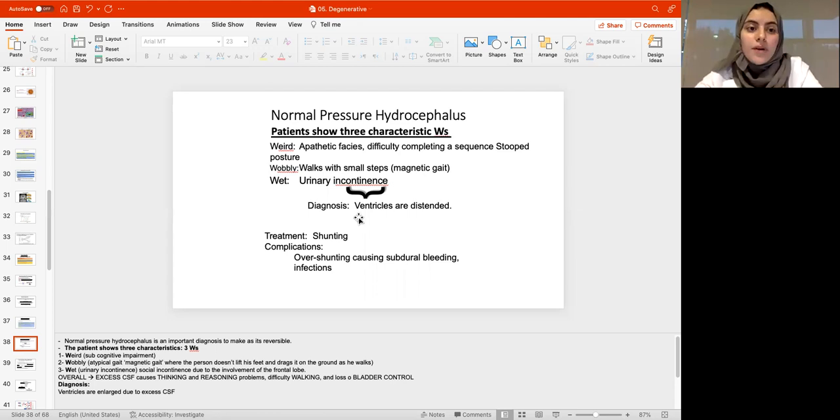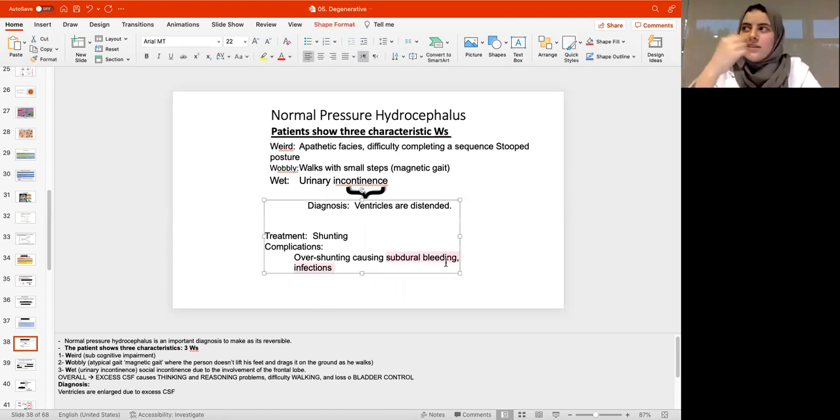And then when you do an MRI, you notice that the ventricles are distended. So this is normal pressure hydrocephalus. And the way you treat that is with shunting. And always keep in mind the major complication of shunting is over shunting, which can cause subdural bleeding.